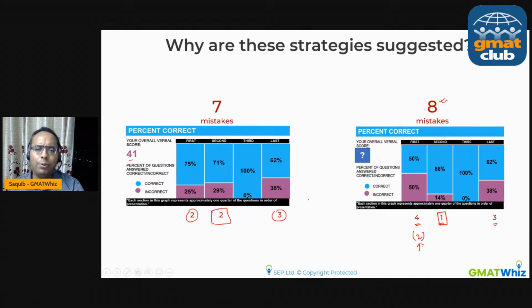So if you had to take a guess, what kind of verbal score would this student get? What would you say this student might have got? And I'm clearly highlighting the difference. The student made two extra mistakes in the first quarter compared to this. And in the second quarter, if you notice, the student made just one mistake compared to two mistakes here. What do you think would be the score?